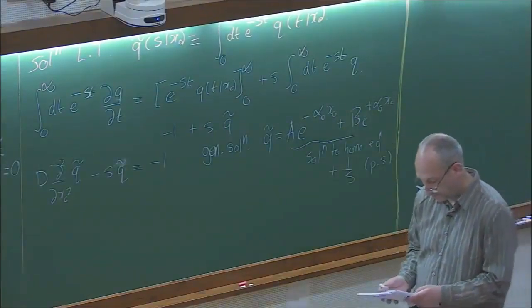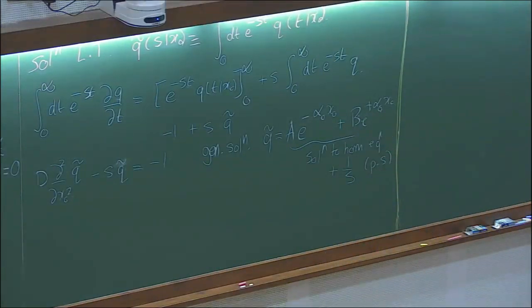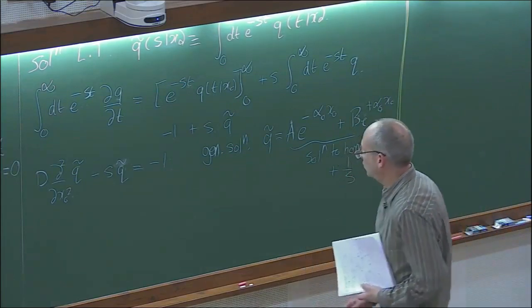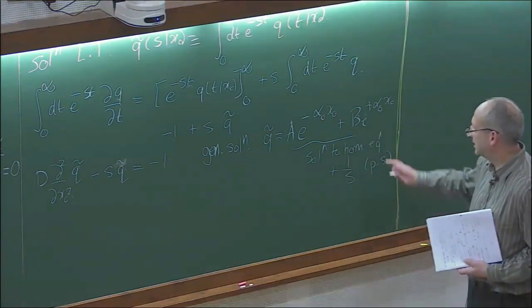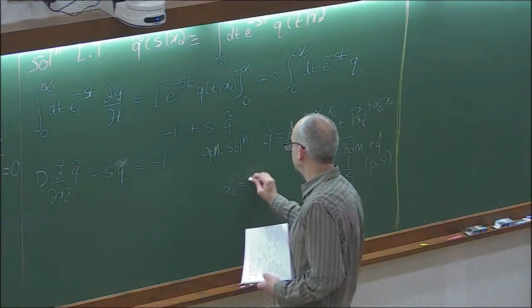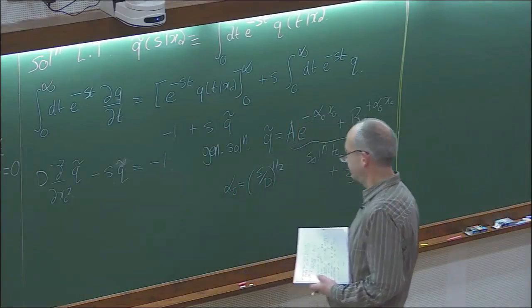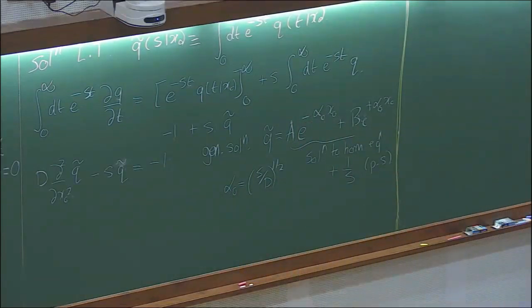Then I need to just fit the boundary conditions. So what I say straight away is that, oh right, so alpha naught here is the square root of s over d to the power half. So I call that alpha naught. Okay, so that was just solving this equation.